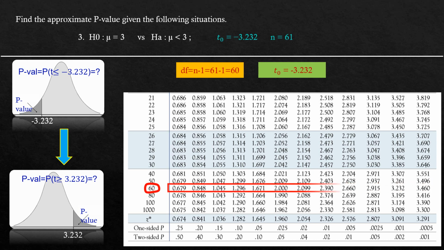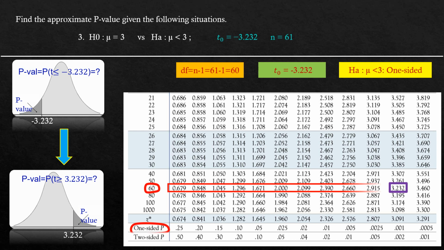3.232. Yes, we do have 3.232. Then go back to the alternative hypothesis. It is a one-sided test. Why? It is mu less than 3. So go to the one-sided p-value.